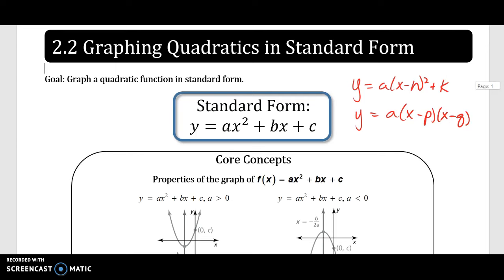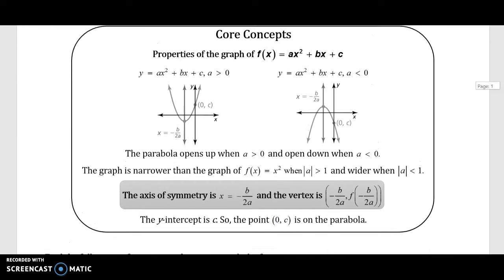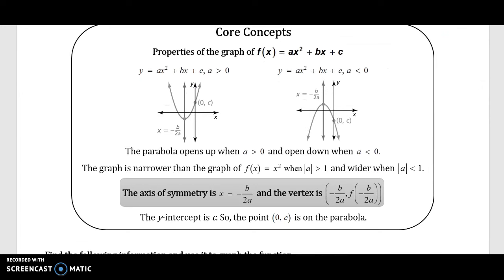So some of the things you already know, which is good. Let's look in this core concept box. Things that you already know is that if a is positive, the parabola opens up. If a is negative, the parabola opens down. So same thing for intercept form, standard form, and vertex form. The big takeaways come from down here. So you'll see down here how we find the axis of symmetry and the y-intercept. Those are the big takeaways in this section.